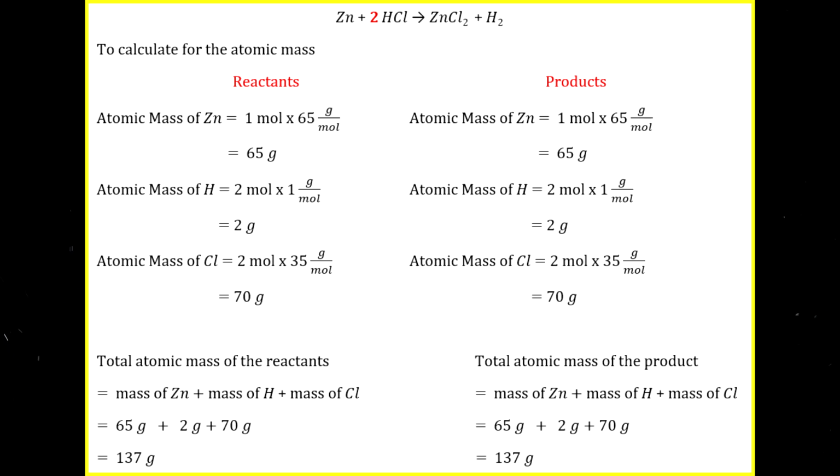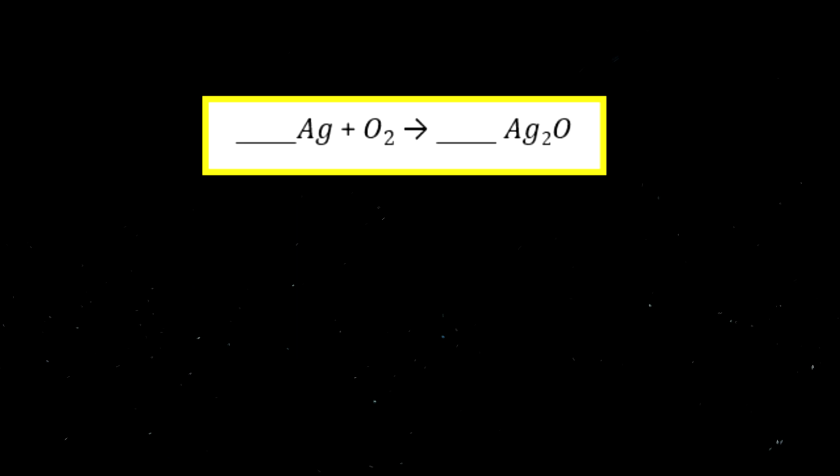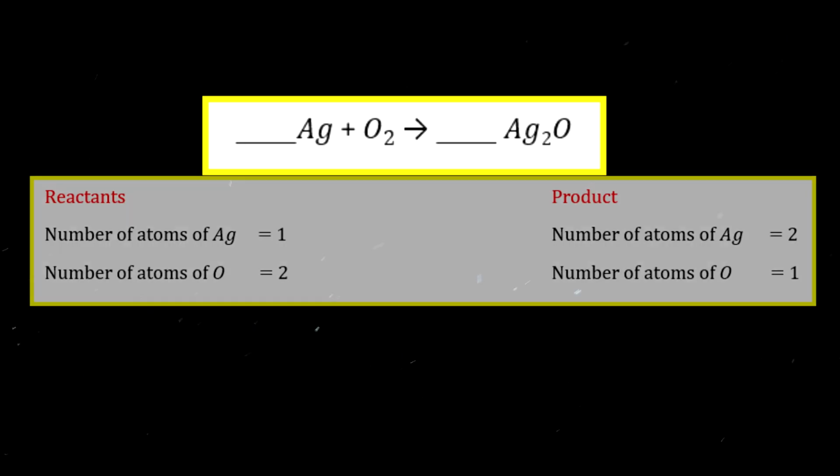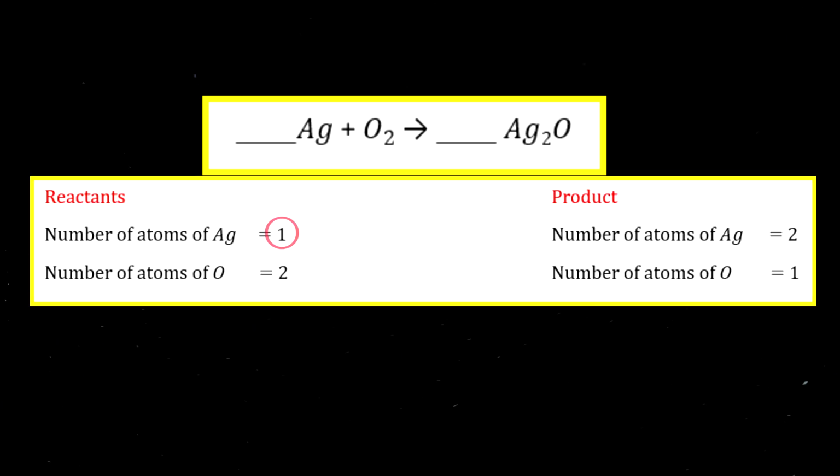So let's try another problem. Silver plus oxygen gas form silver oxide. So this equation is not balanced. In the reactants, silver is only 1, while in the product, there are 2 atoms of silver. And there are 2 oxygen in the reactants, while in the products, there is only 1. So we have to balance first the equation before calculating for the total mass.